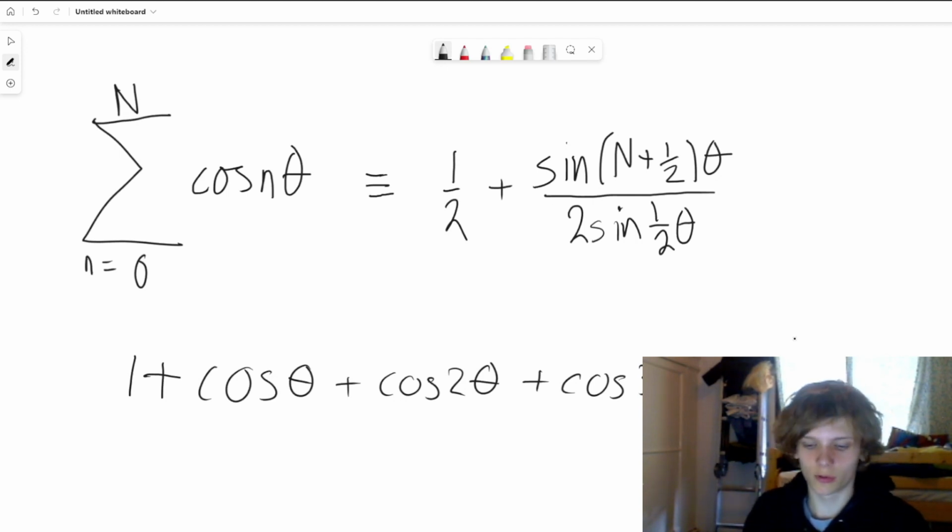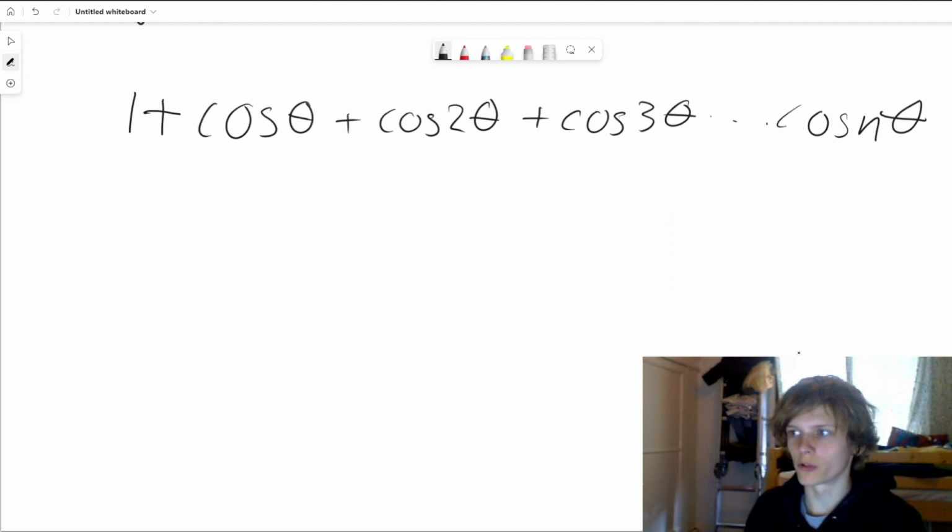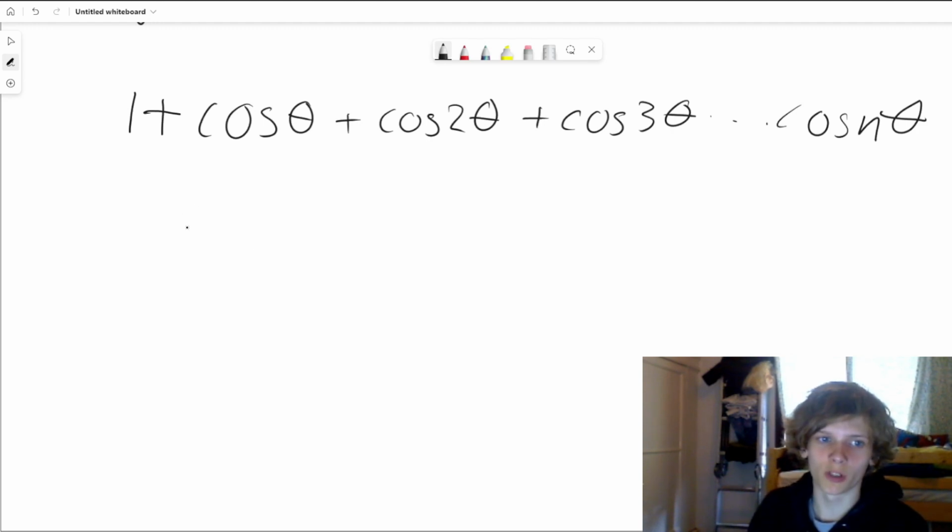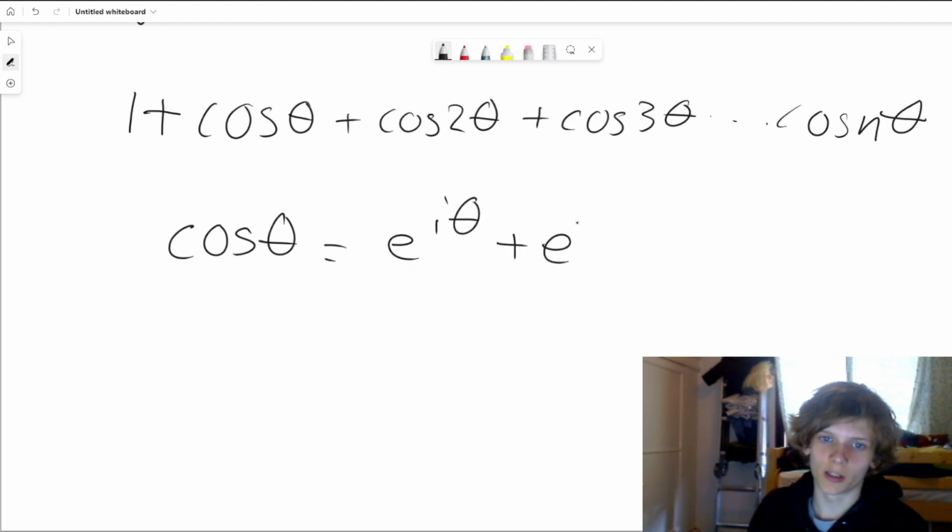What we want to do is find a closed form for this expression. But if you're ever trying to sum and work with a bunch of trigonometric functions like this, you're not going to have a good time. So what we're going to do instead is use the fact that cosine is related to the exponential, using the identity cosine of theta equals e to the i theta plus e to the negative i theta, over 2.